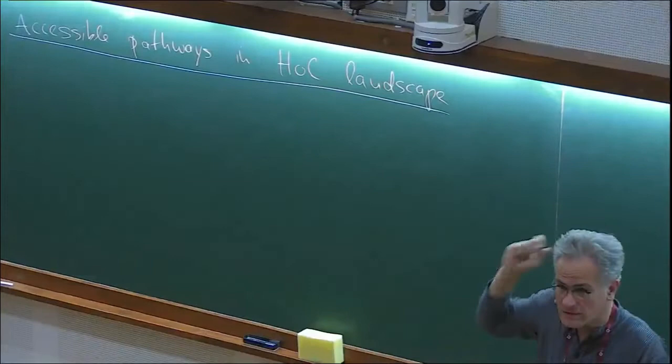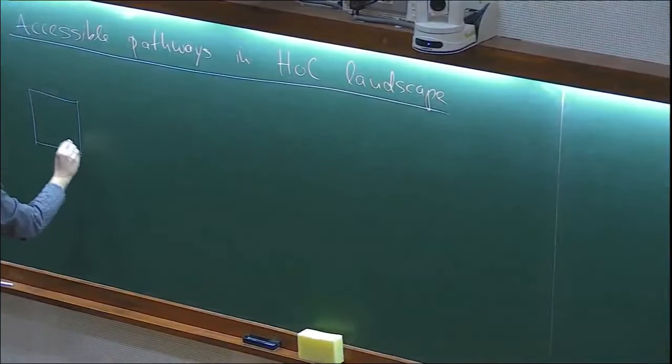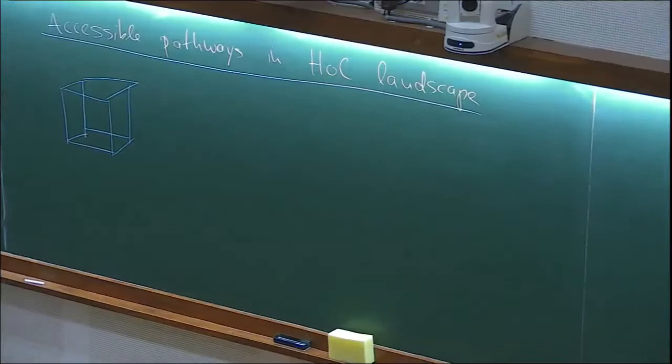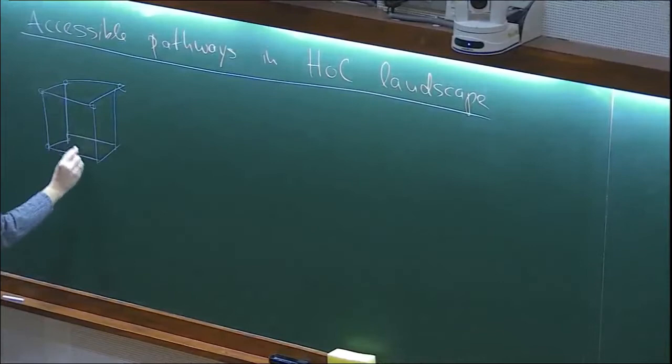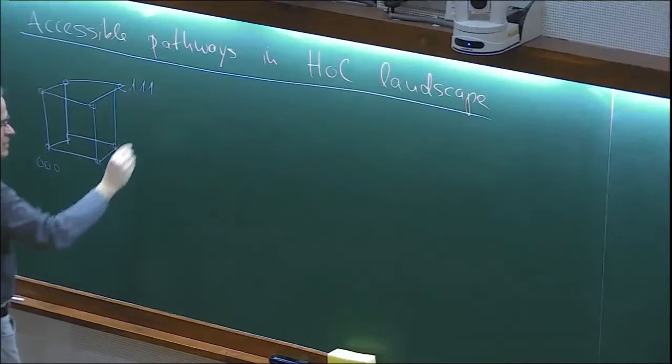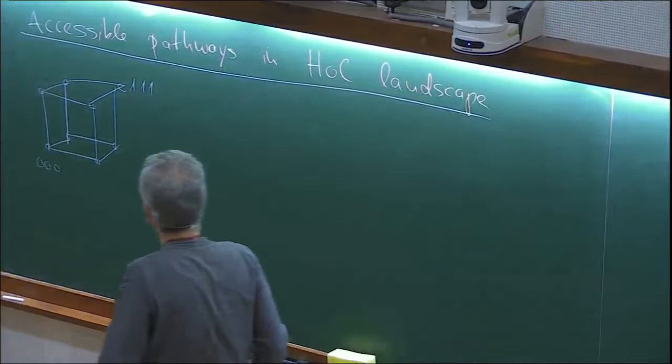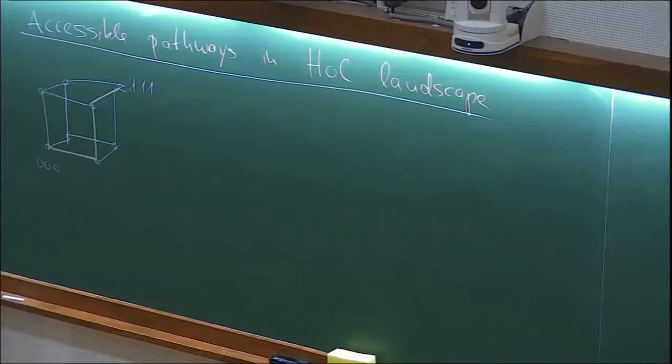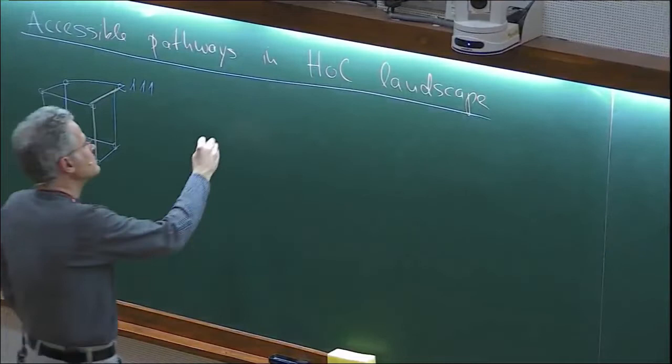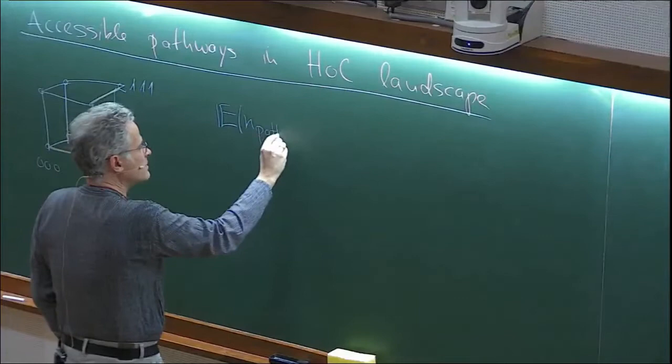So, for three loci, we have this little cube, and we put random numbers on the nodes. And now we want to know, for example, if we start at all zeros, want to go to all ones, is there a path to go between these two sites such that the fitness is increasing along that path? Okay, so that was the question. And what I showed you yesterday was that on average, the expected number of such paths, which are accessible, is equal to 1.